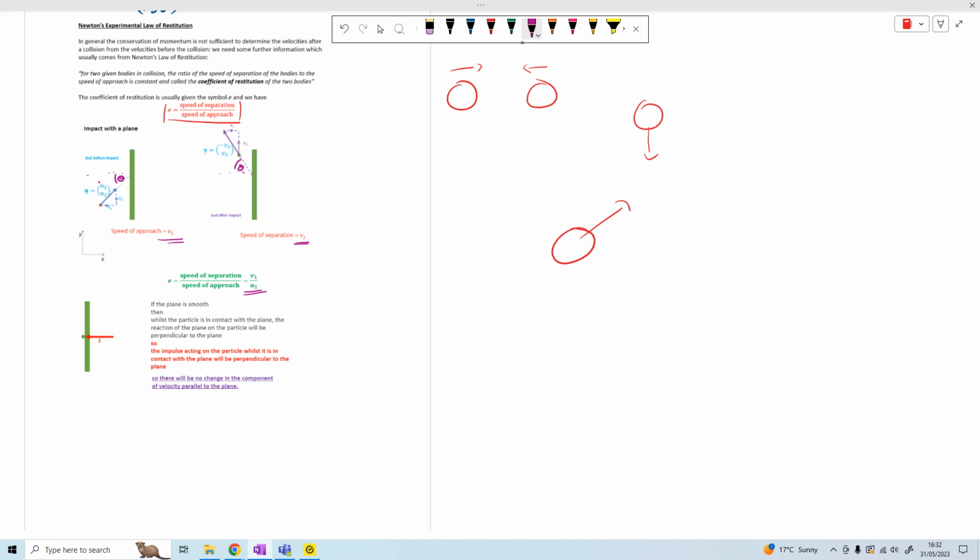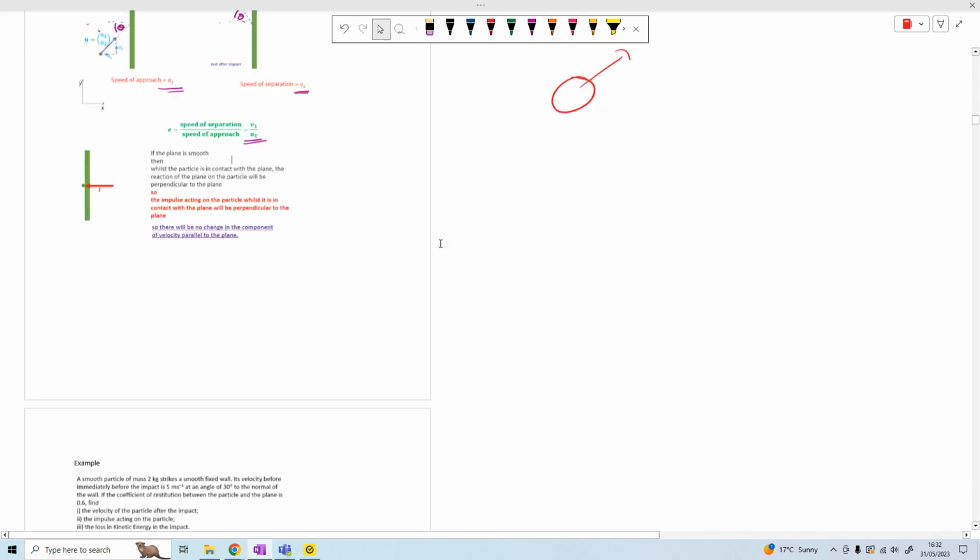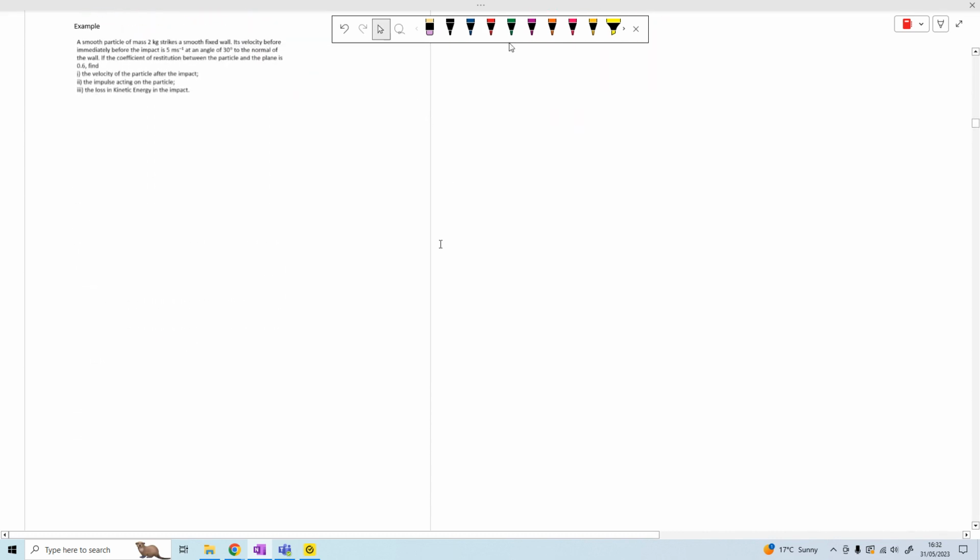Then we've got a bit about the impulse on a smooth plane. Once the particle is in contact with the plane, there's a reaction with the plane, so it's perpendicular, it's normal. We can also link our impulse into this kind of question. So this is a scenario that we're going to look at for the first example. Just like before, let's get some diagrams drawn and get ready to go on this one.